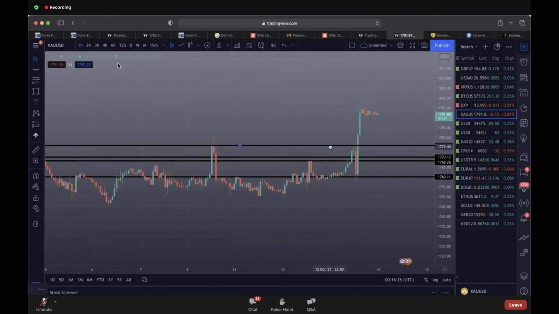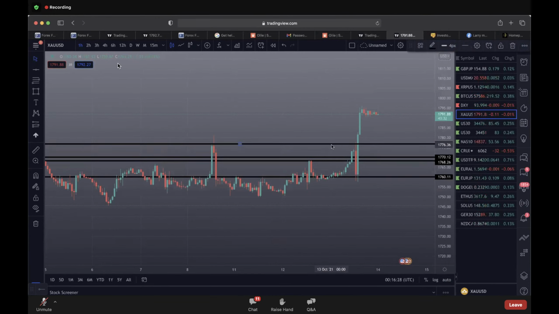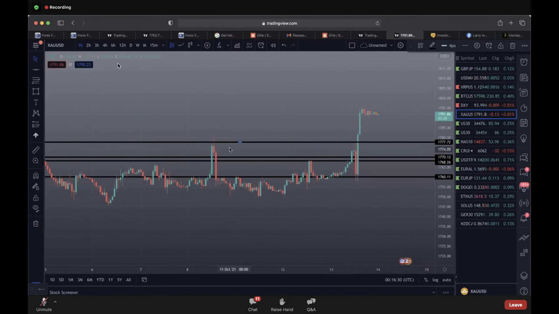Also, here wouldn't have been a good spot to trade it anyway, just due to the fact that there was a resistance level here. But I kind of wanted to chance it to see if it hit at least the middle.